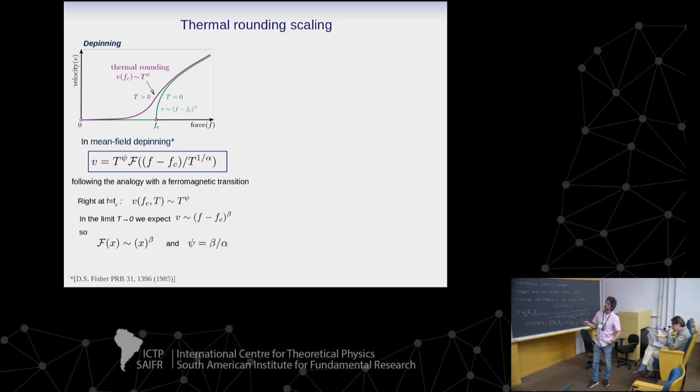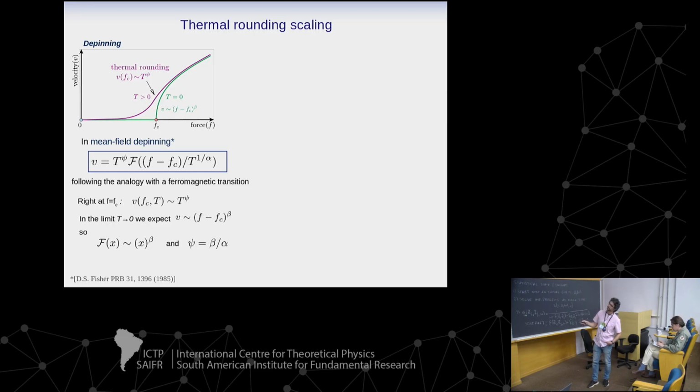In fact, at the critical force, the velocity goes as T to the phi, and this is a new critical exponent. And you can propose this scaling law for velocity as a function of the force and the temperature. Following the analogy, we want this at the critical force, but also in the limit when T goes to 0, we have to recover V going as F minus FC to the beta. So basically, this function here should have its argument to a power beta, in order to recover F minus FC to the beta. And then whatever is left for the temperature should cancel, meaning that phi should be beta over alpha.